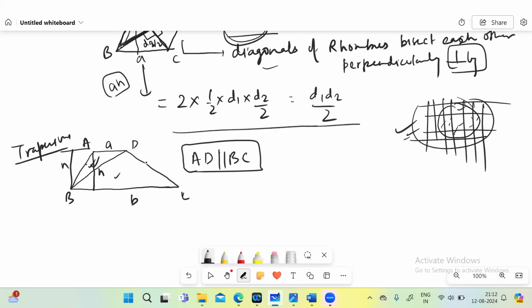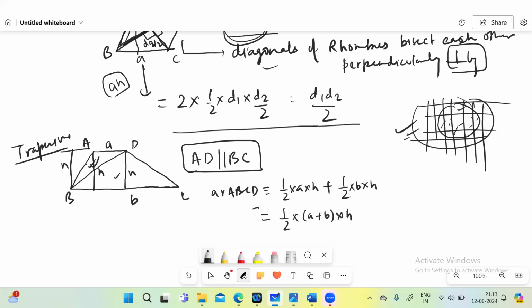Another triangle is this where base BC will act as base and height of the parallel line will act as the height of this triangle. So basically what happened, the area of trapezium ABCD can be calculated as sum of the area of these two triangles. One is half into A into H plus second one is half into B into H. And we can just take the half and H as common. So you'll basically find what? Half into A plus B into H.